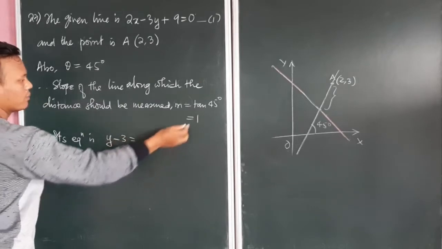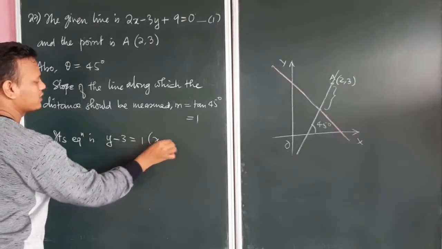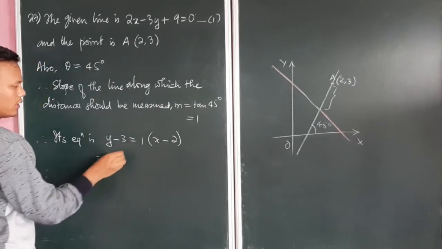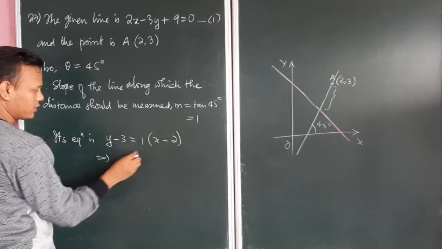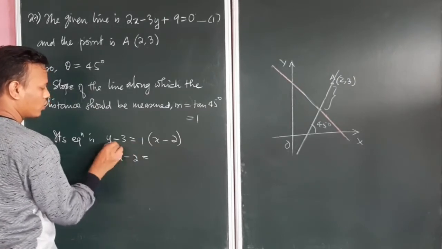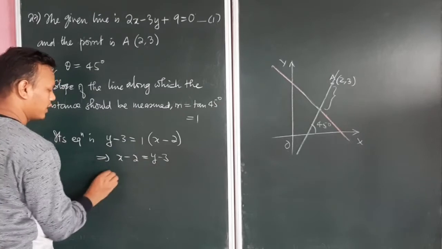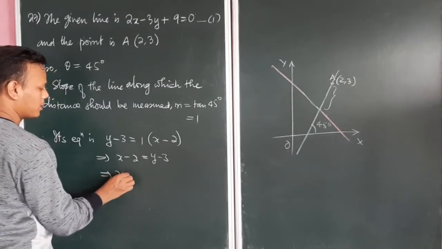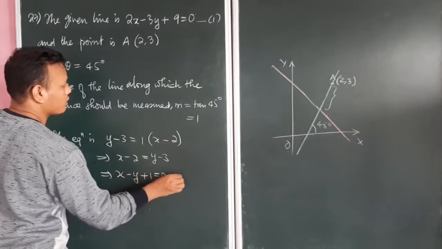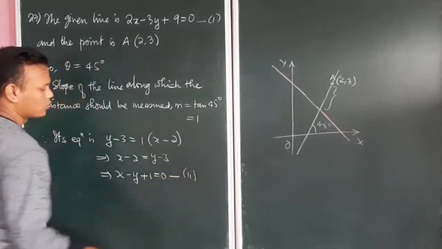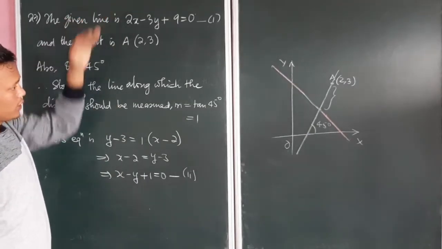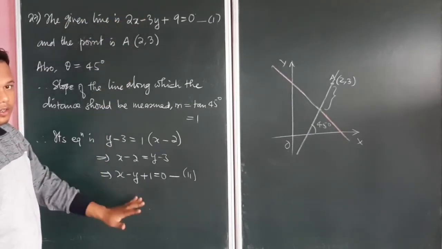3 equals m. m is how much? 1 into x minus x1. x1 is 2. So from here the equation turns out to be, let me write first x. So we have 1 into x minus 2 equals y minus 3, that is x minus y plus 1 equals 0. Let me call this equation 2. Okay, so see here, this is equation 1, this is equation 2, line 1 or line 2.